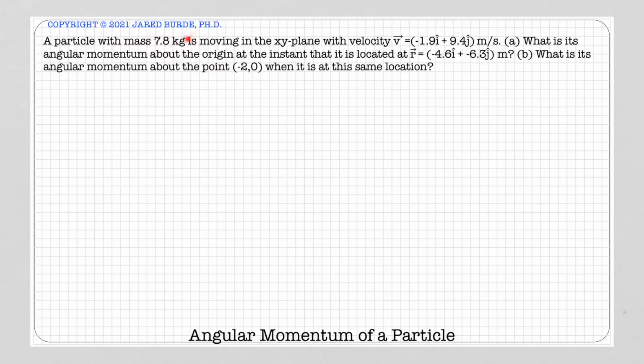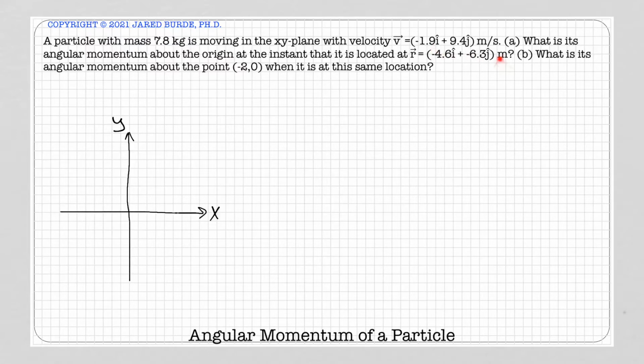Here we have a particle that has a mass of 7.8 kilograms. It's traveling in the xy plane with a given velocity. We want to find the angular momentum about the origin, the instant that it's located at some given position. So we'll start by giving ourselves a coordinate system so that we can identify where the object is, how it's moving, etc.